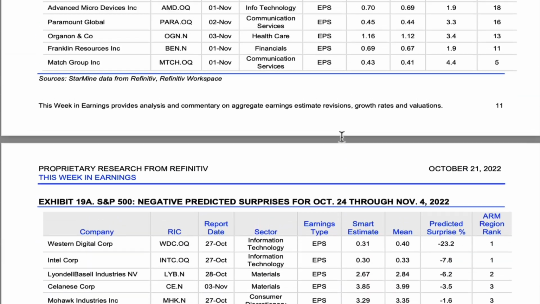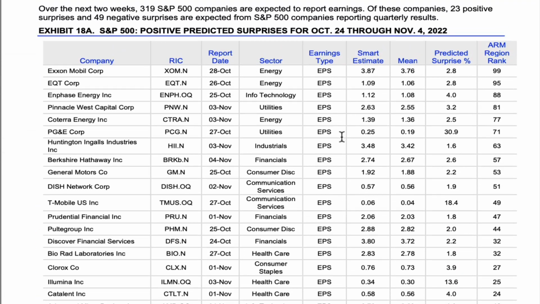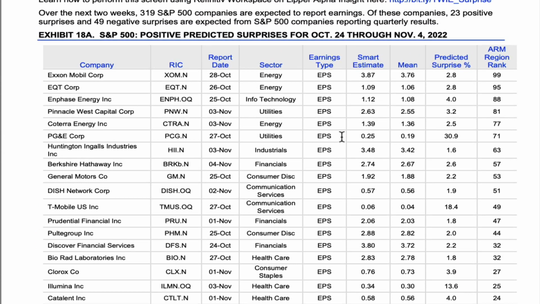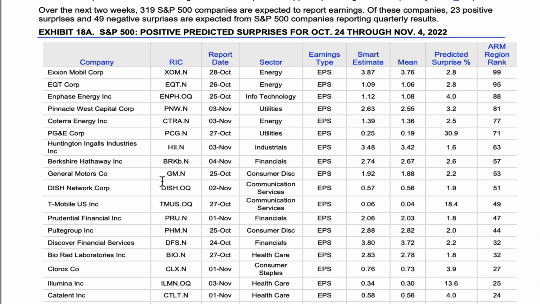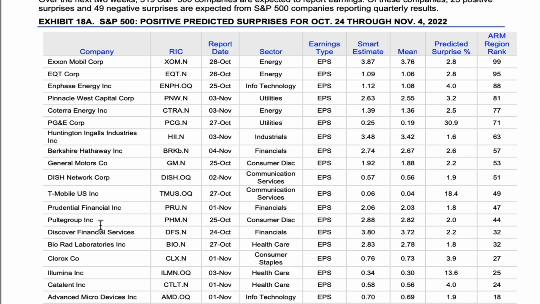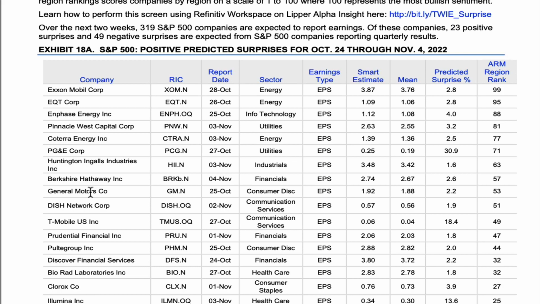And the companies that are reporting, here's one I want to show you here. This is positive predicted surprises for October 24th through November 4th. Pulte Homes down here, 288 versus 282. Expected to come in a little bit more positive. Here's another interesting one, General Motors, 192 versus 188.